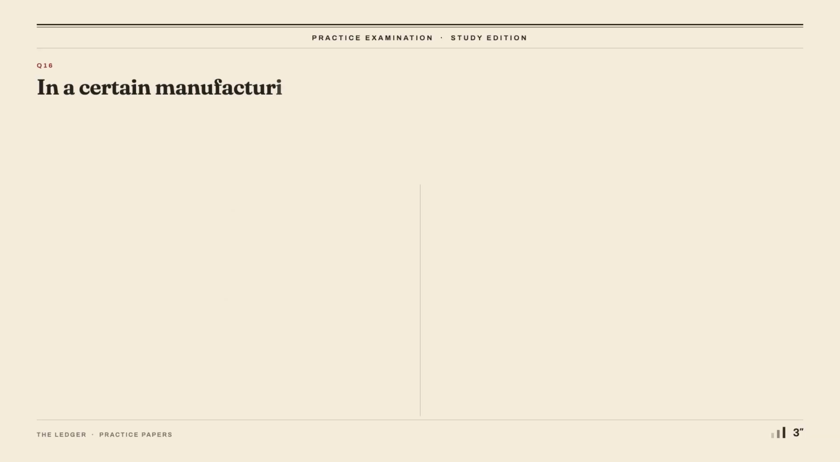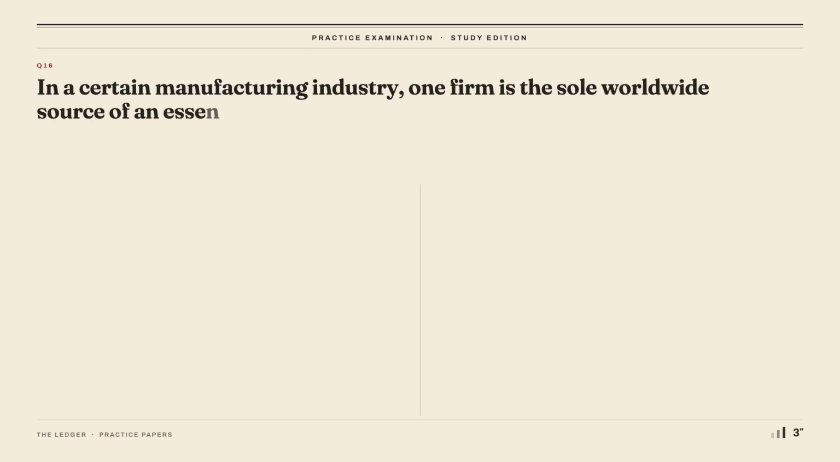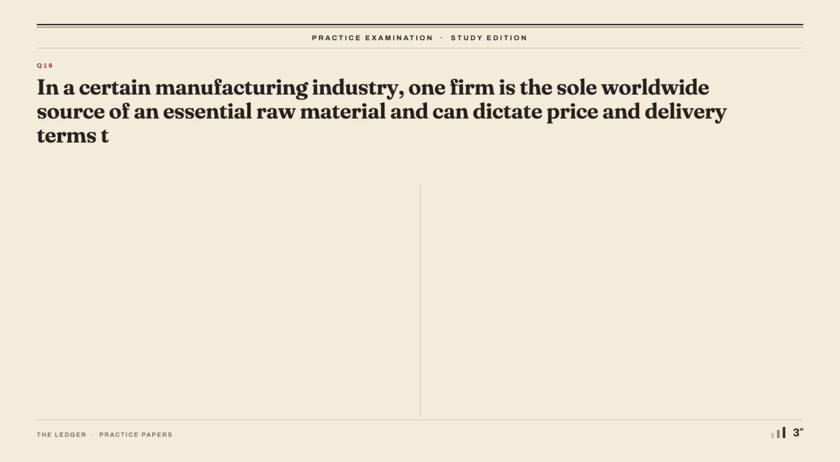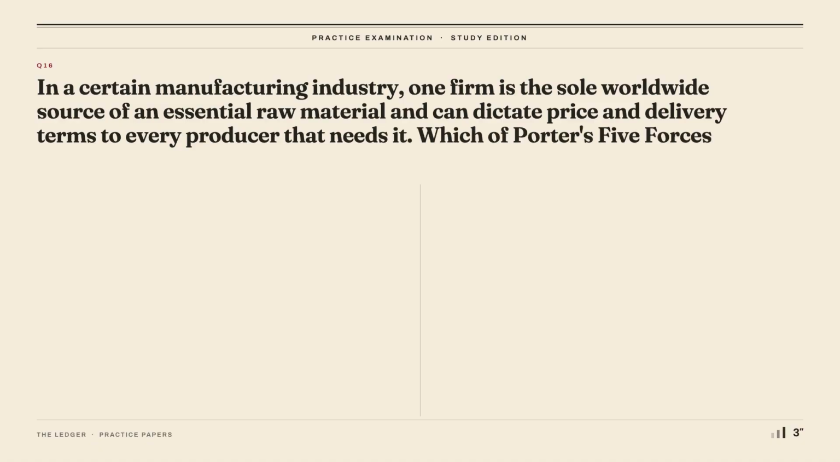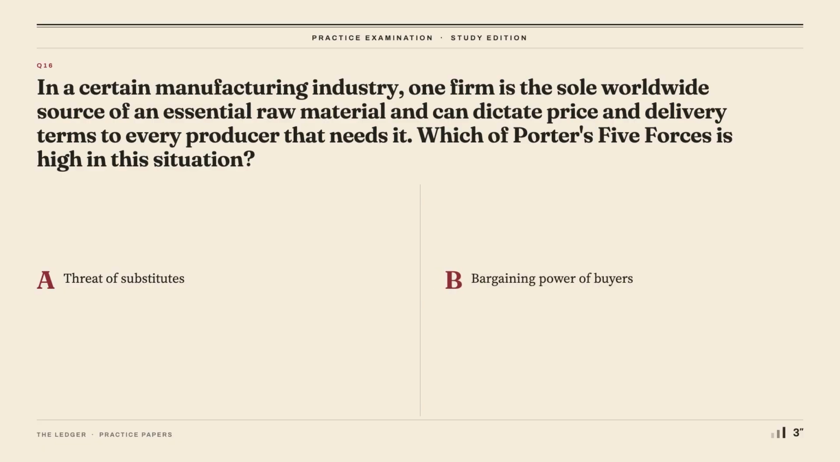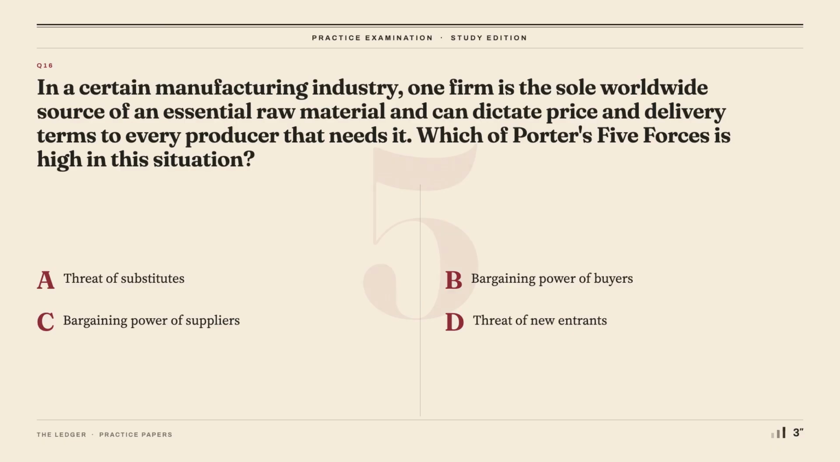Question 16. In a certain manufacturing industry, one firm is the sole worldwide source of an essential raw material and can dictate price and delivery terms to every producer that needs it. Which of Porter's 5 forces is high in this situation? Your options are A. Threat of substitutes, B. Bargaining power of buyers, C. Bargaining power of suppliers, D. Threat of new entrants. Got a guess? Lock it in.